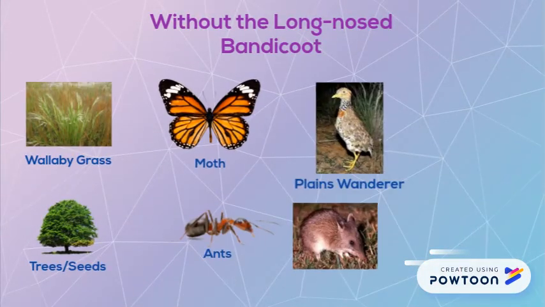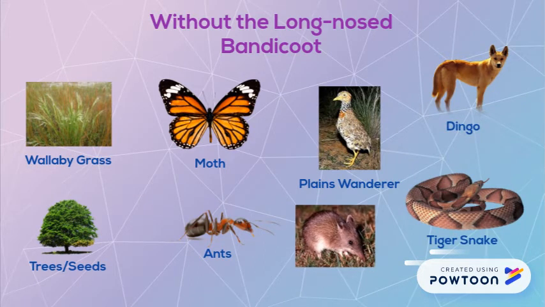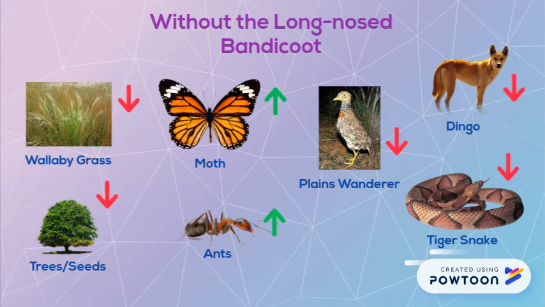Without the long-nosed bandicoot, the food web would have major problems, with the wanderer decreasing in population as it's the only prey for the dingo and snake, which means they would decrease as well. This would lead to an increase in moth and ants as there are only few wanderers eating them, which would finally decrease the amount of tree seeds and wallaby grass.